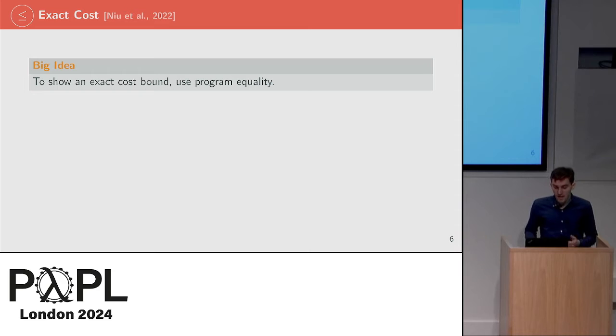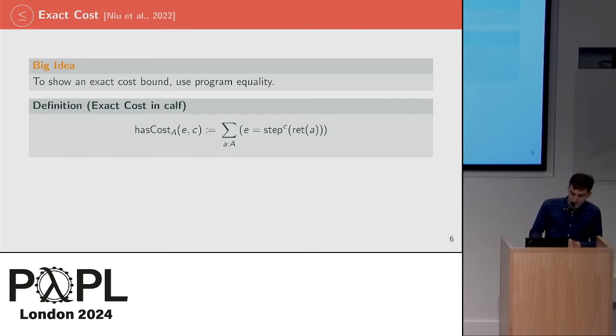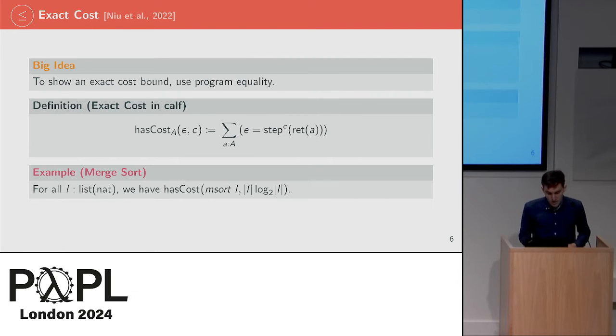So in CAF, we had a notion of exact cost bound. And the idea is that to show a cost bound, you use program equality. So if you want to show that a program E of type f of A has cost C, you show that there's a value A such that E is equivalent to the program that incurs C units of abstract cost and then returns the value A. So for example, in merge sort, you know that for all lists L, merge sort of L has cost length of L log length of L, informally n log n.